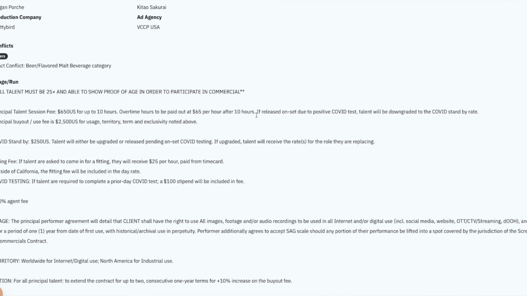So let's take a look at a breakdown. It says, if released on set due to positive COVID test, talent will be downgraded to the COVID standby rate. So you will still be paid a COVID testing rate because you traveled to set, but they will have to release you and you have to go home, and that's all the money you get. And they call the next person on avail to rush them to come to set.